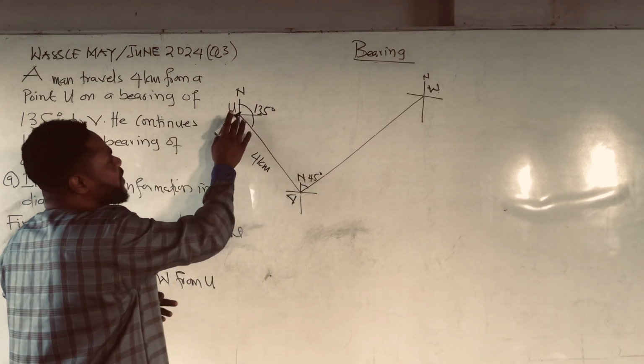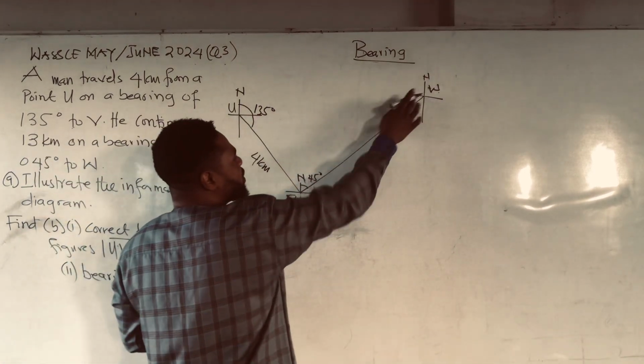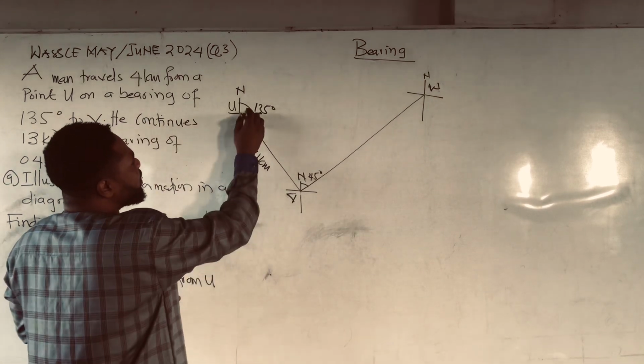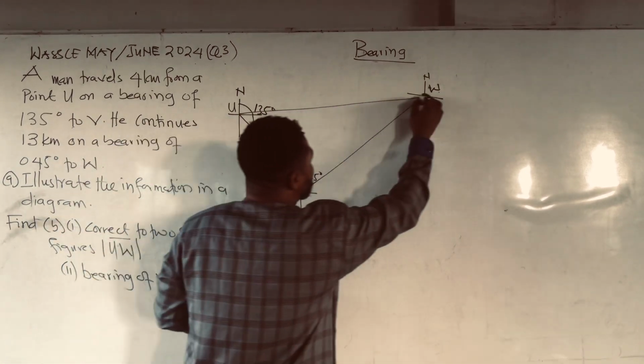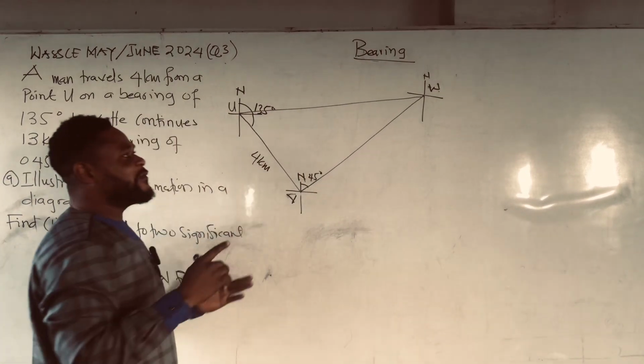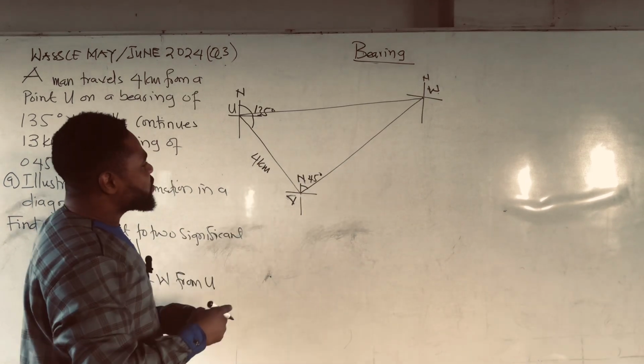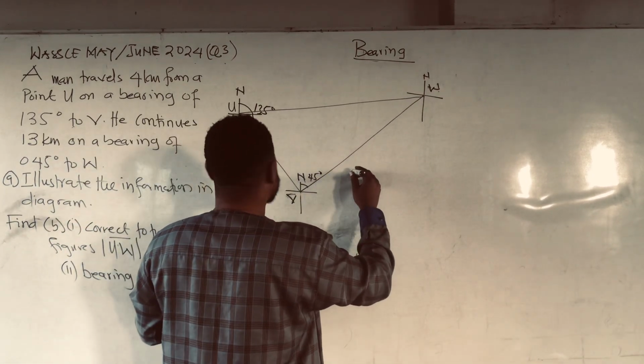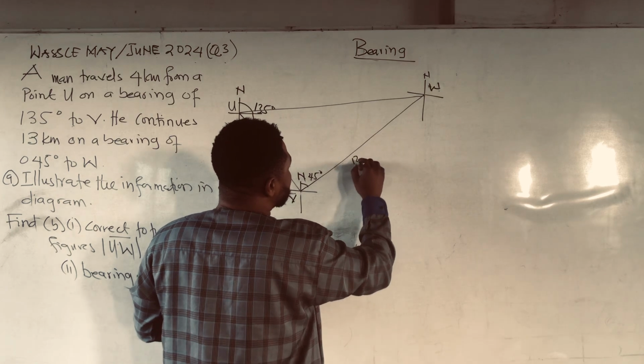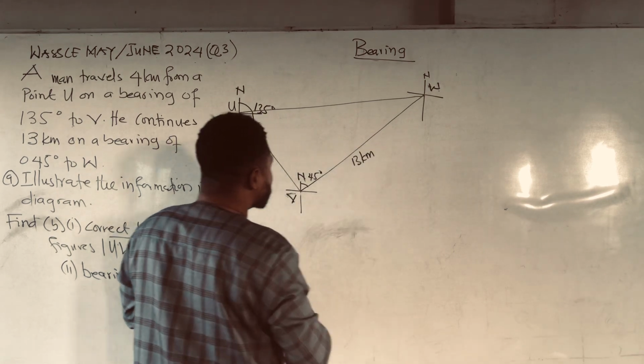Now we are going to join from point U to point W, and in the joining, we are going to have this. Don't forget, if you don't draw it well, you can't join well. So all the time, we need to focus on drawing it accurately. So here will be 13 kilometers.